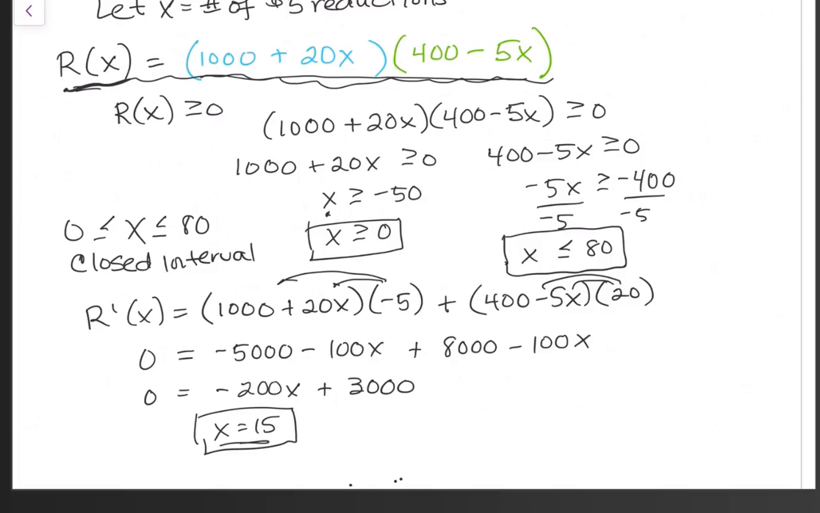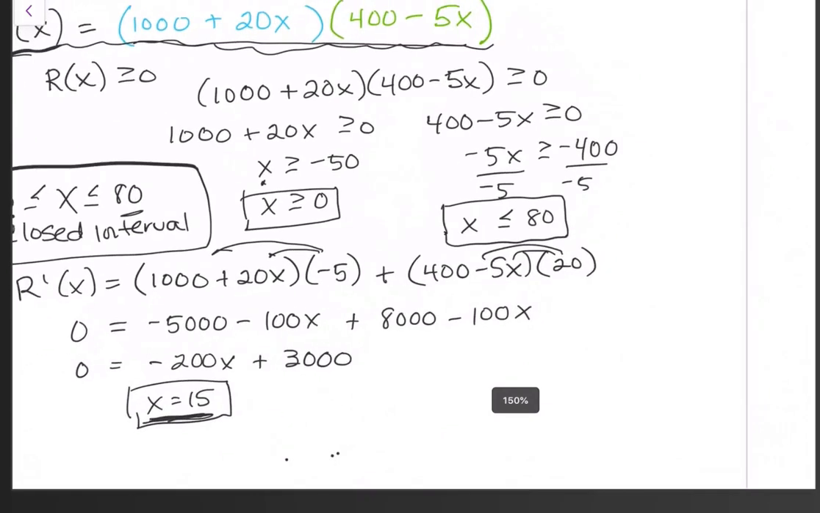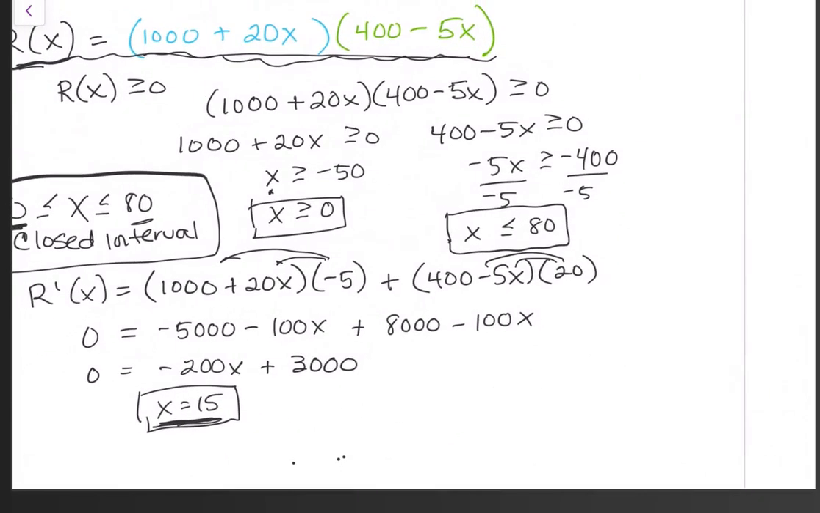And I want to check that 15 does lie in my interval, so it is a number that I want to consider as a relative max. Now, our max is either going to occur at 15, at 0, or at 80. To figure out which one it is, I want to create a little bit of a chart here. I'm going to keep my function on my screen. The chart is going to contain all of the possible x values and what my actual revenue is at that particular x value.